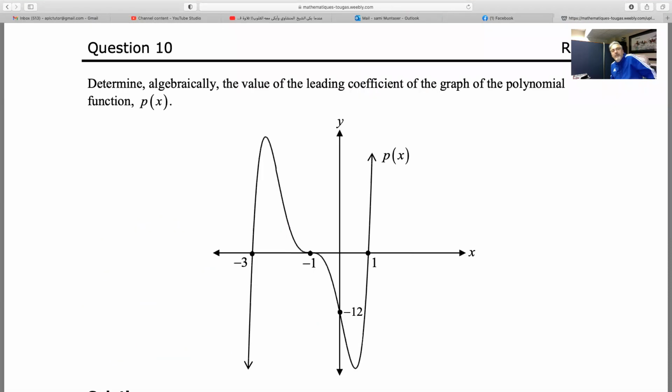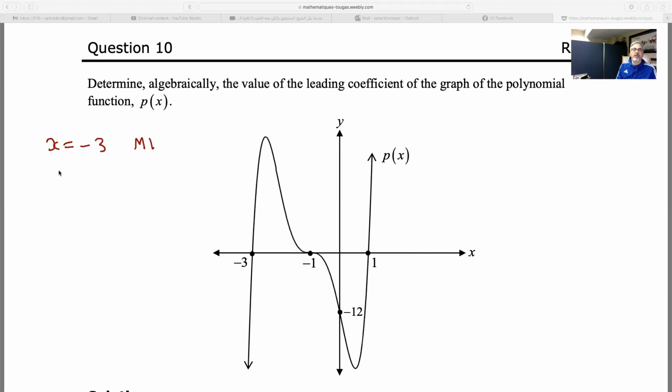Here's another question, a topic that I haven't covered yet in my lecture series with Pre-Calc 12. I will get there eventually. Now, this is: determine algebraically the value of the leading coefficient of the graph of the polynomial function p of x. The first thing you want to do here is write your zeros. The first zero is x equals negative 3, multiplicity of 1. x equals negative 1 has a multiplicity of 3. M stands for multiplicity. And then you have x equals 1, and that's multiplicity of 1.